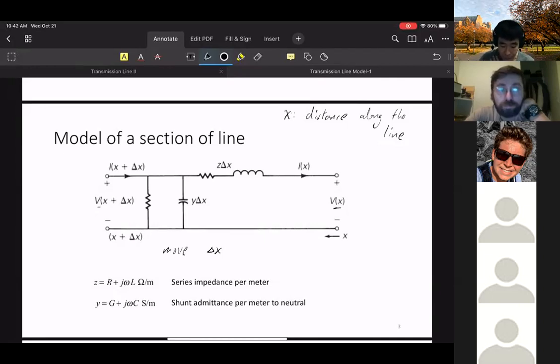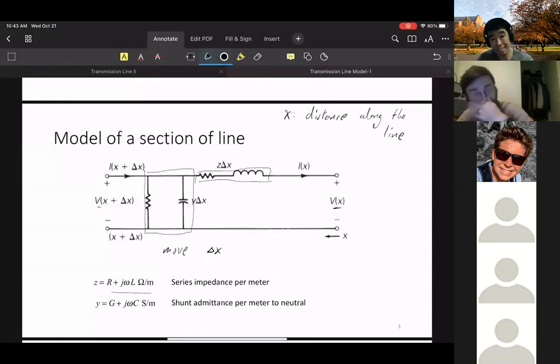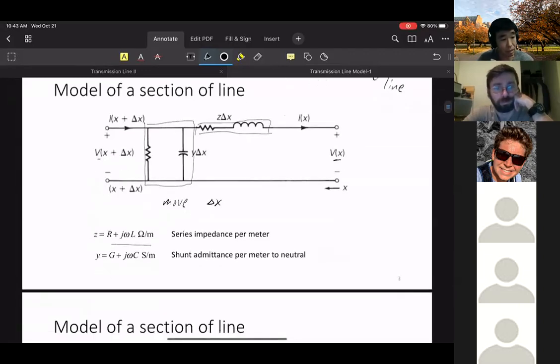Then what are all these values? My inductor, so this is z times delta x, because I have a per-meter series impedance. So when I move a small distance delta x away, together these two become z delta x. Similarly, together these two become y delta x. We're moving delta x along and taking small steps. We cannot look at the entire length here, but when we only move delta x, we can multiply by the per-distance impedance to get the total impedance when you move delta x away. So we get this section model of the line.